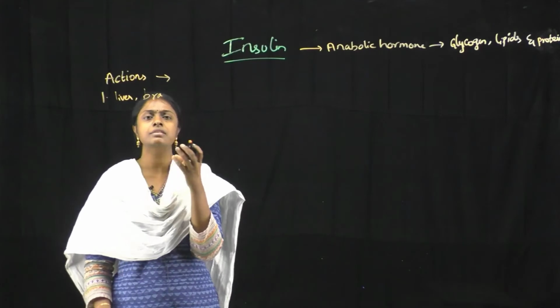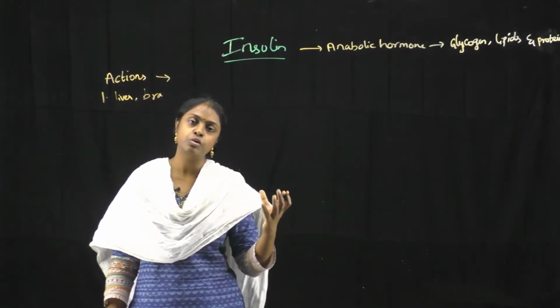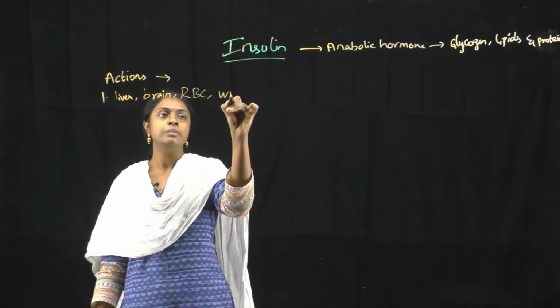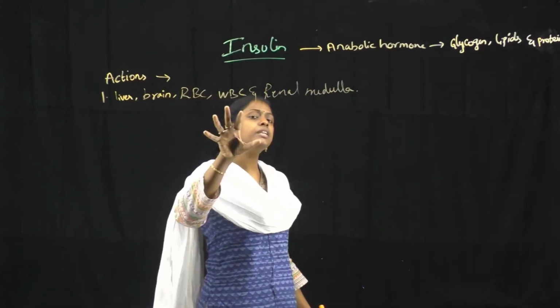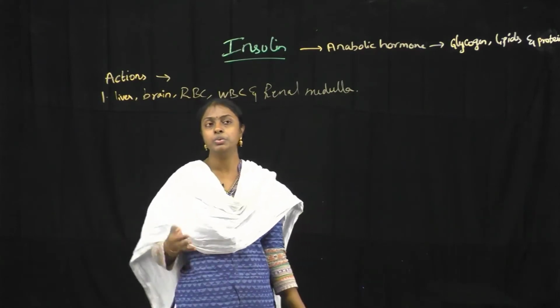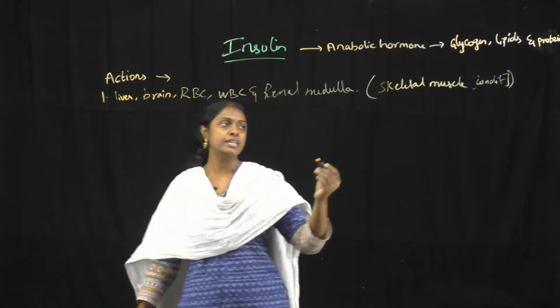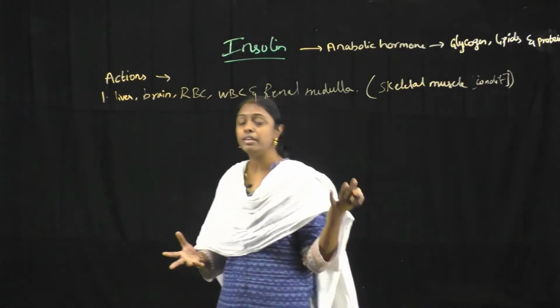Let's see the cells which don't need insulin for the transportation of glucose into their cells. The first ones are liver, brain, RBC, WBC and renal medulla. These cells don't need any help of insulin for transportation of glucose into the cell. And conditionally skeletal muscle, because with exercise there is no need of insulin. If there is no exercise, then they need insulin.